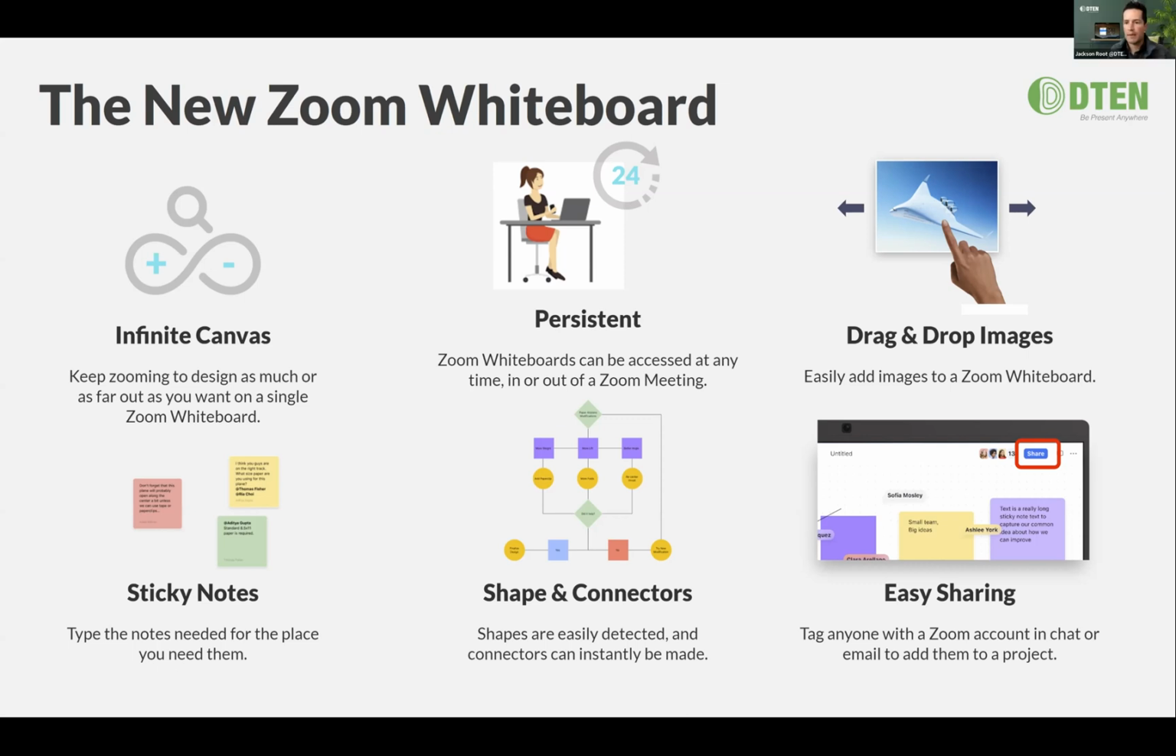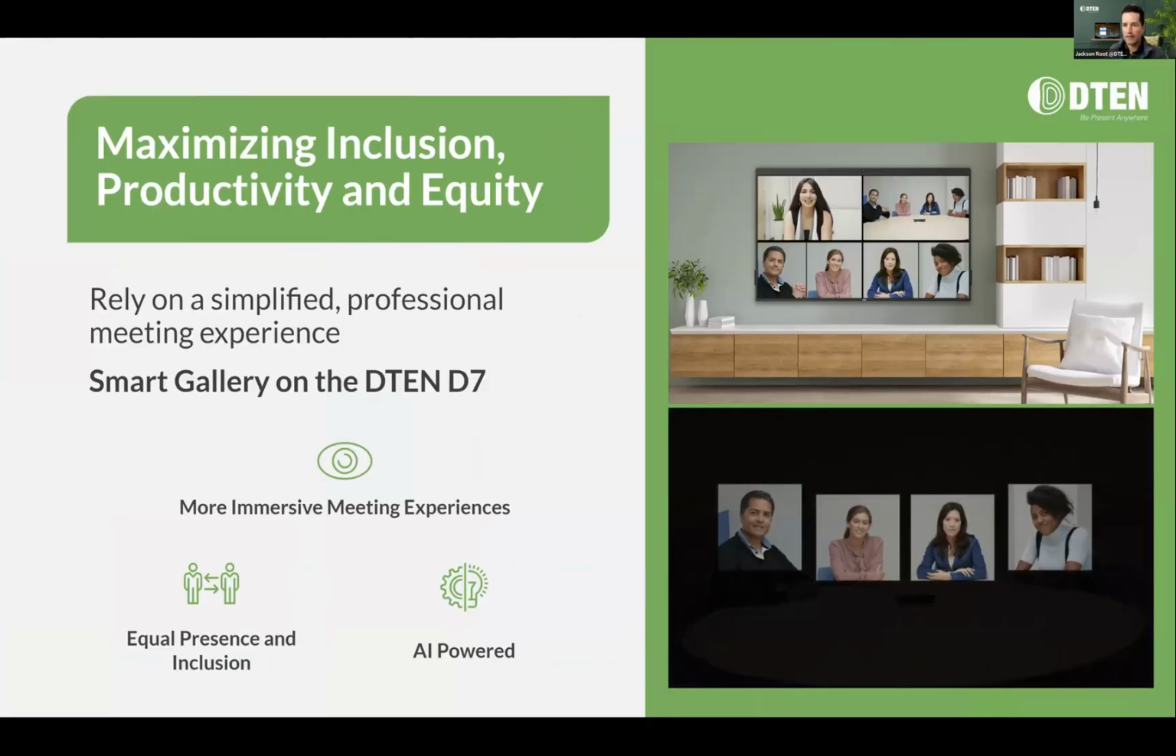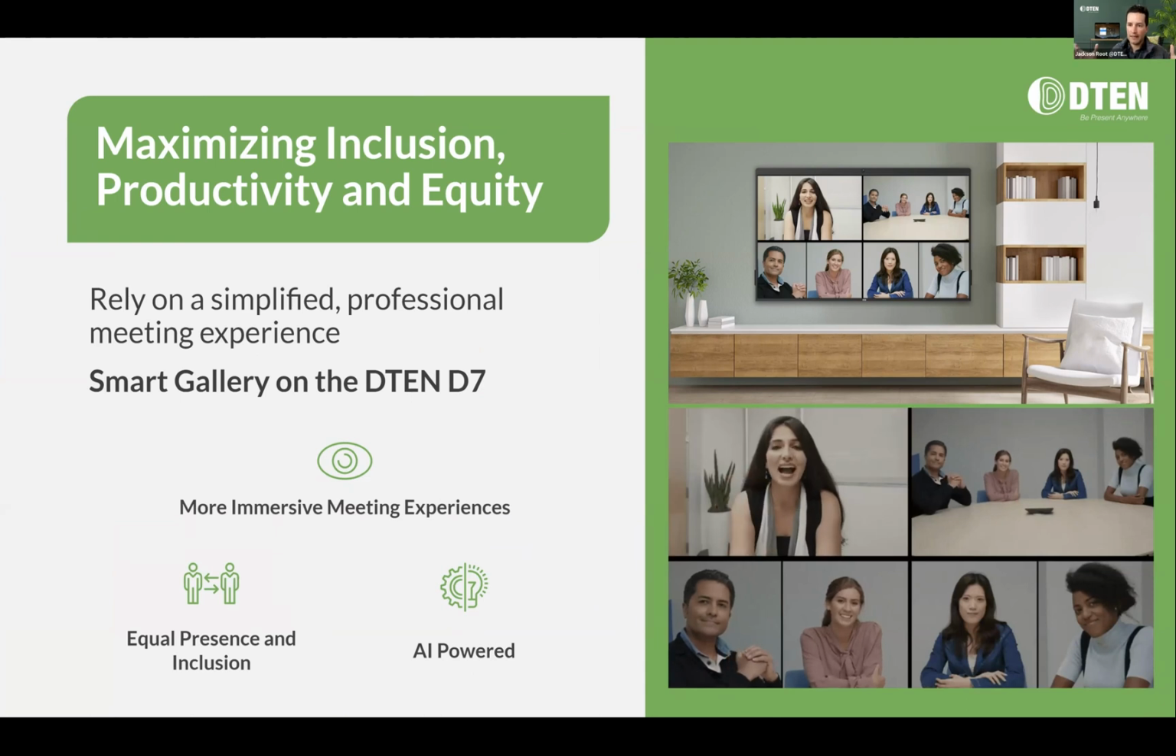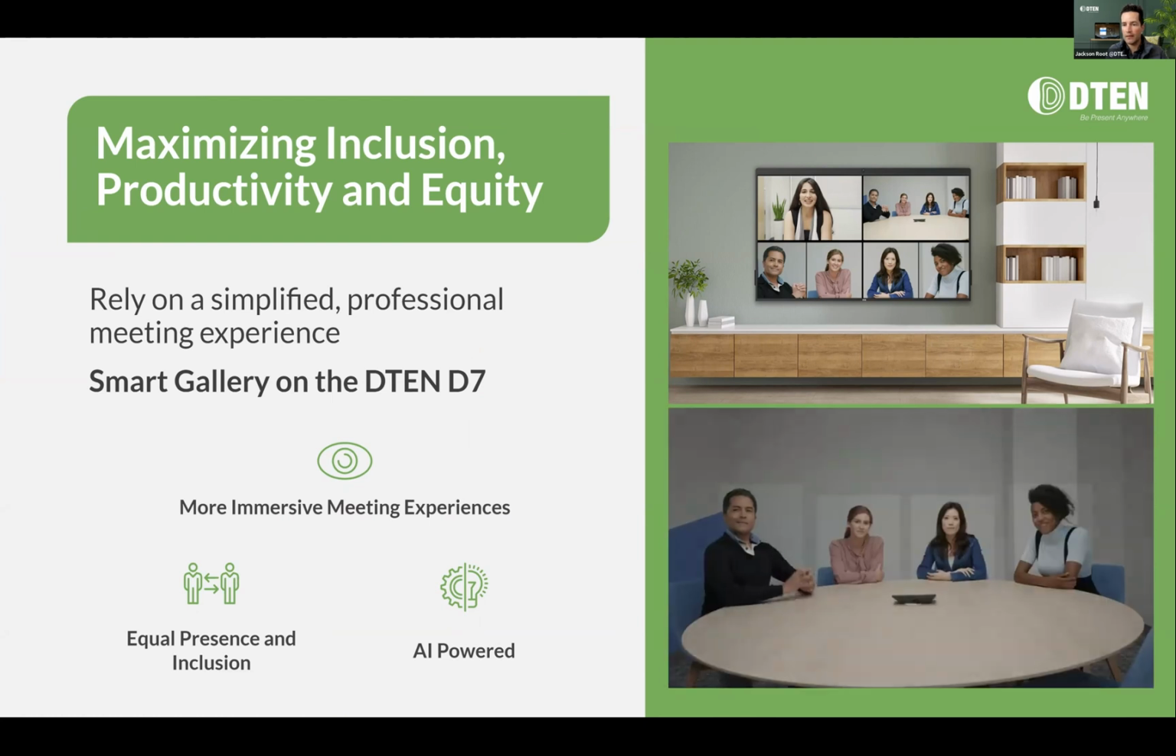Cool. With that, let's talk about another star feature of Enterprise Connect, and that's Zoom Smart Gallery. We were showing this throughout the show on the DTEN D7, and it's such a cool feature. Folks that walked by, it really made people start to think about the way that everybody is represented in meetings, and certainly the way that we've become accustomed to sitting around a table, and it ties technology and our meeting dynamics together so seamlessly. I just think it's really a great feature.